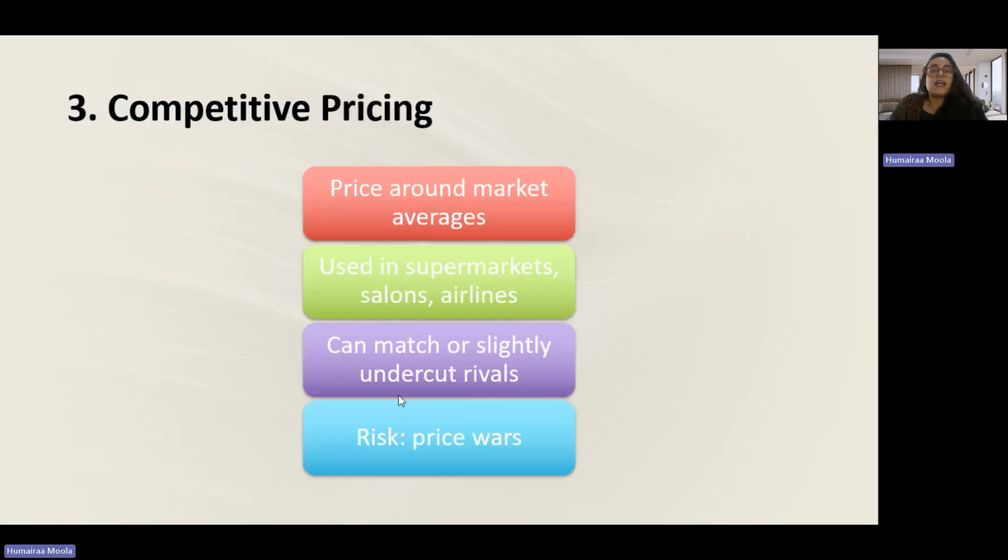The next one is competitive pricing. So this method is exactly what it sounds like. You look at what others in the market are charging and then you price around that level. So you may price slightly lower, at the same level, or slightly higher, but that depends on your strategy. Now, this is common in industries where there are many similar providers like supermarkets, fuel stations, airlines, salons, and some of the online stores.